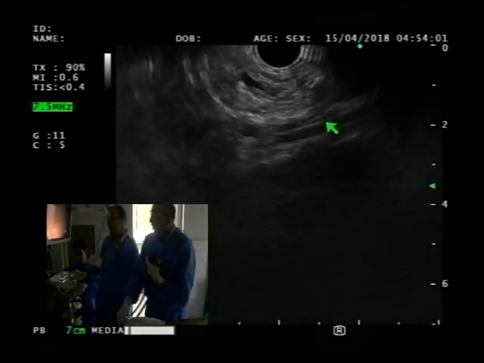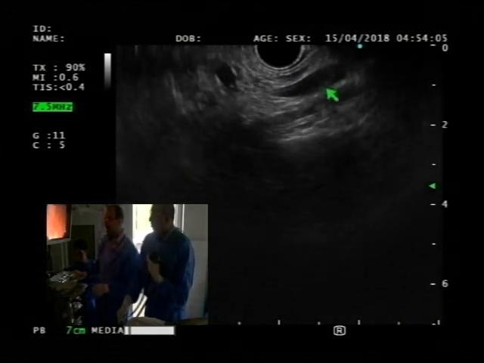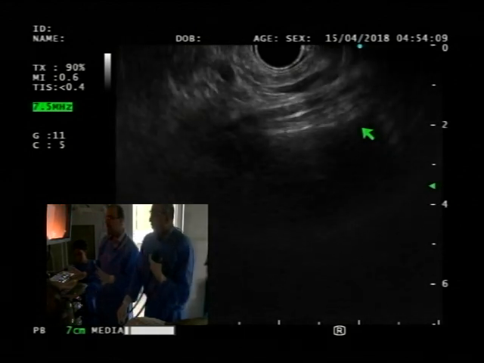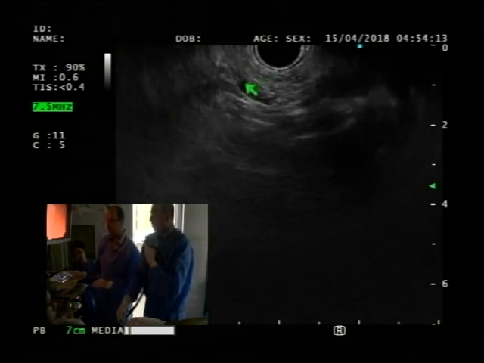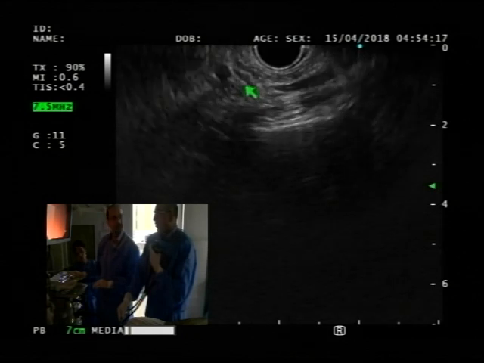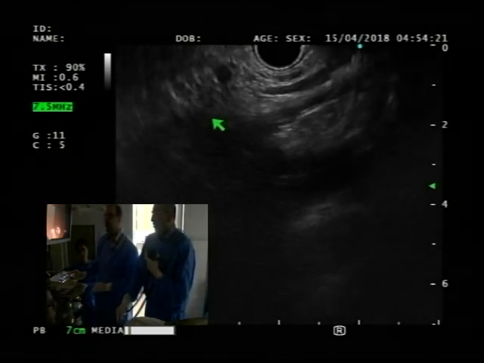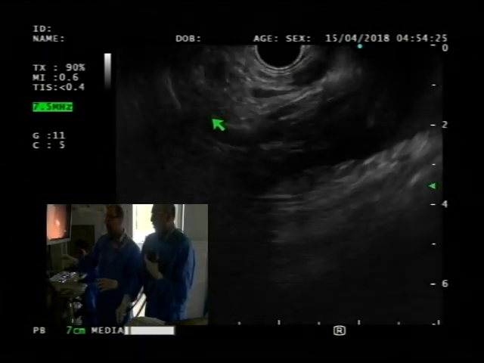So pull back, because you already have the branches of the celiac above you. Now the other thing is, you can follow the artery or you can identify your structure. What's the structure? Can you see what that is? That is pancreas. So now that you have the pancreas, you have a sense for where you are.